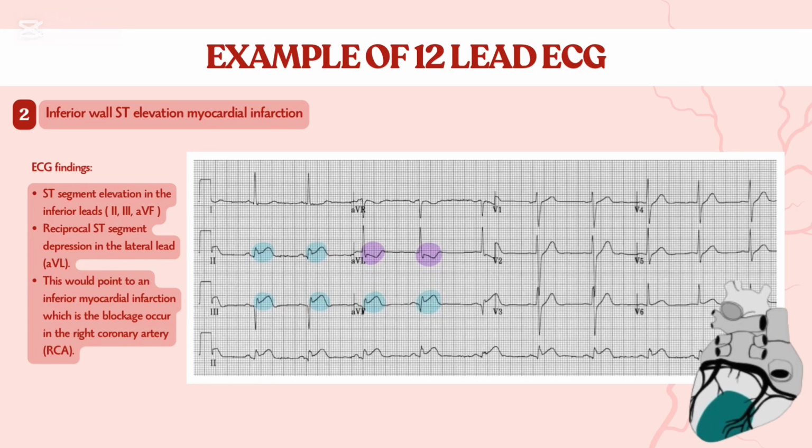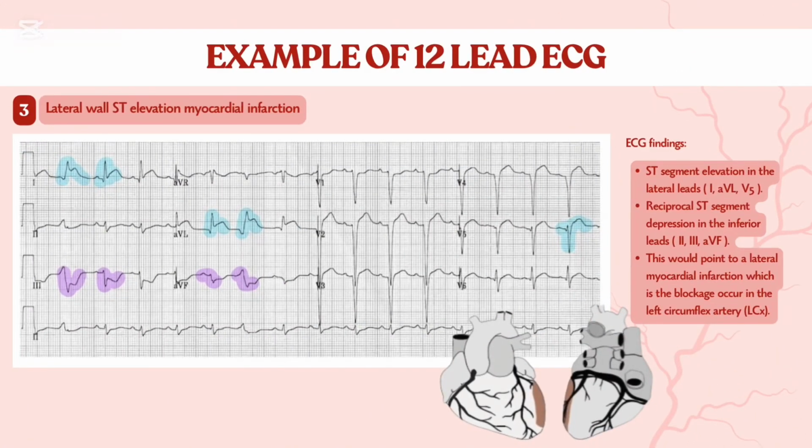Next is inferior wall ST elevation myocardial infarction. The ECG shows ST segment elevation in the inferior leads, which are lead 2, lead 3 and AVF. There is reciprocal ST segment depression in the lateral lead, which is lead AVL. So this would point to an inferior myocardial infarction, where the blockage occurs in the right coronary artery.